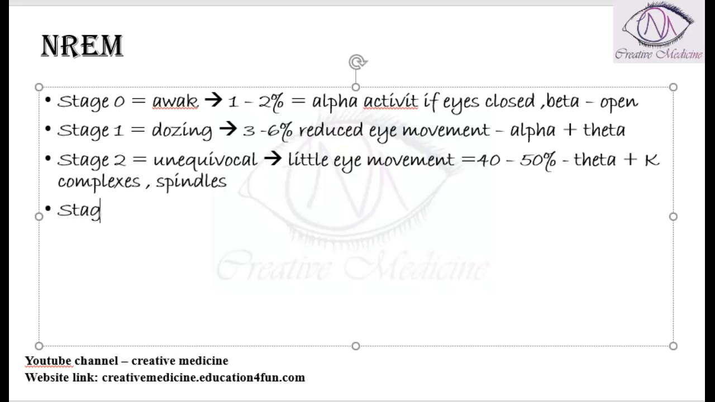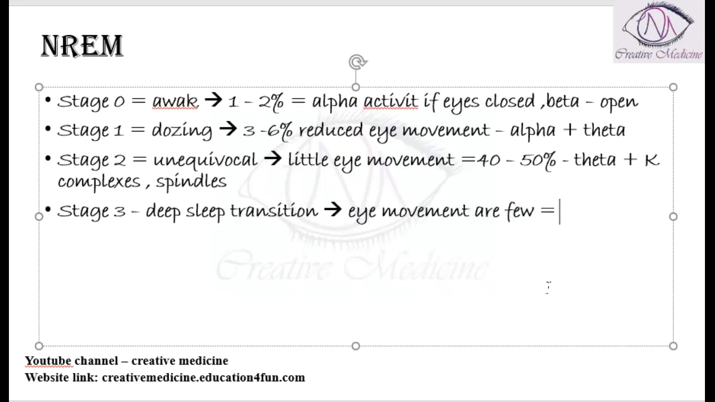Then we have stage 3 sleep. Stage 3 sleep is called deep sleep transition. Now the patient is slowly going into deep sleep. Here eye movements are very few, and this will account for around 5 to 8%. Even if you try to wake up the patient, it is difficult to wake up the subject. Now here the EEG will show the deep waves, that is theta waves and delta waves, with some spindle activity, and K complexes are also seen.